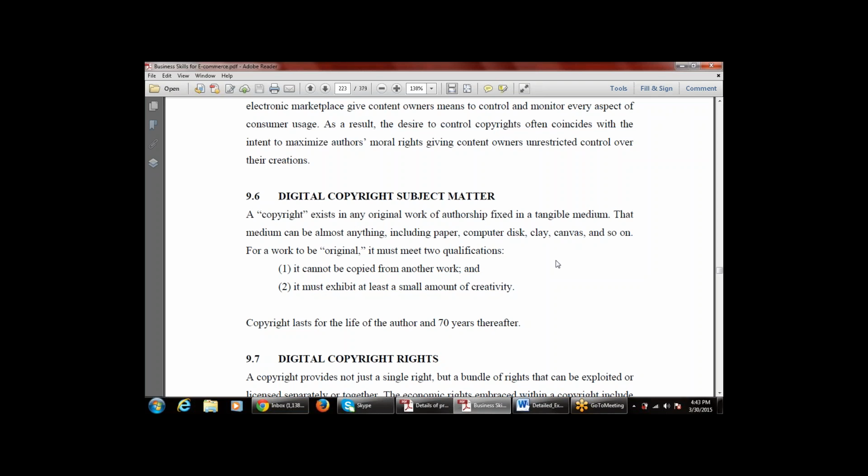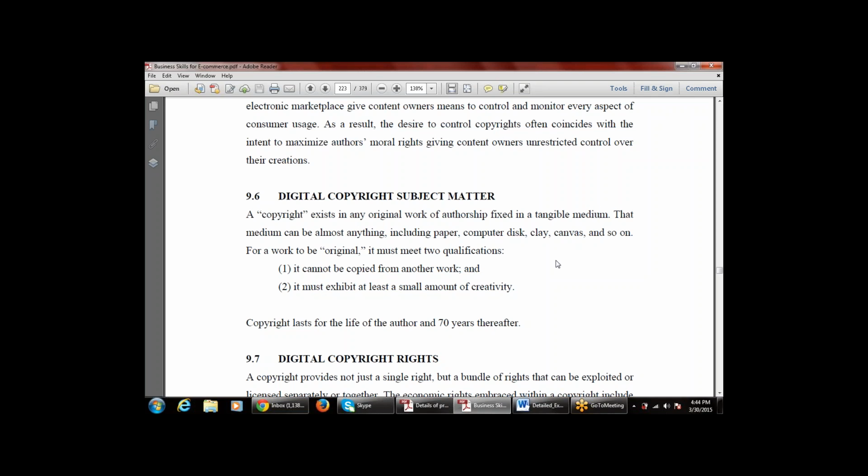For a work to be original, it must meet two qualifications. What are the two qualifications? It cannot be copied from another work, and it must exhibit at least a small amount of creativity. So it cannot be copied from another work, and it must exhibit at least a small amount of creativity.